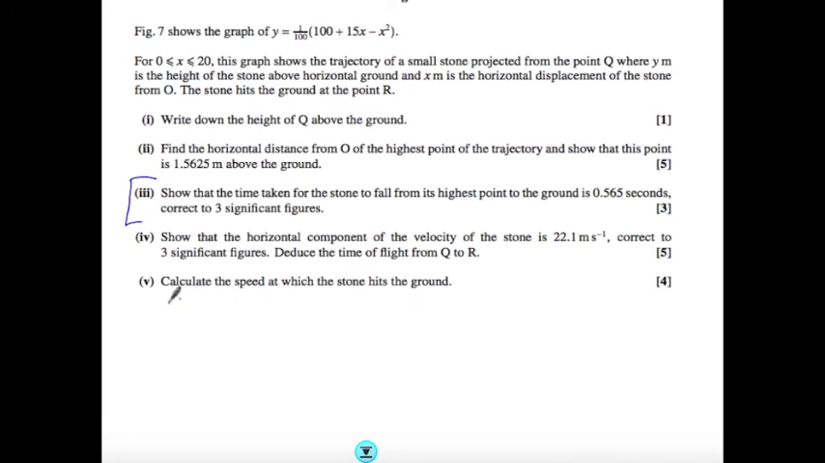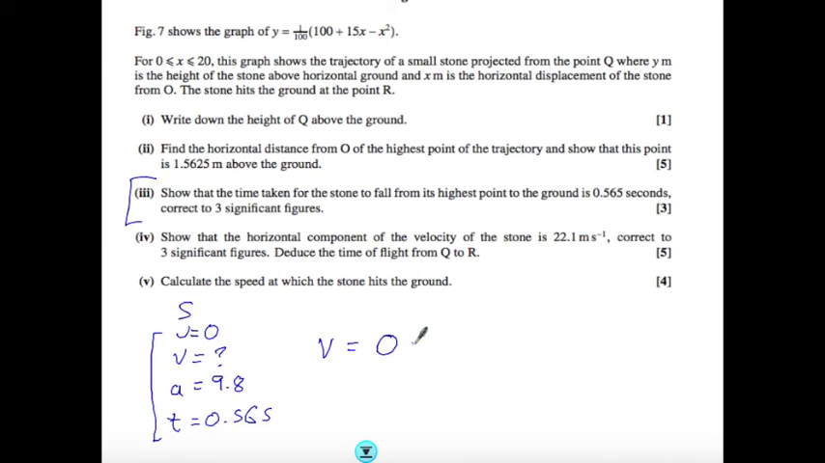So we know that it started off at 0, it ended at something that we want to find out. Its a is 9.8, so we'll take downwards as positive. t was 0.565, so we've got enough information to work out the speed at which it will hit the ground. So we can use v equals u, which was 0, plus 9.8 times 0.565, which I think my phone calculator can manage. 9.8 times 0.565 is 5.537.